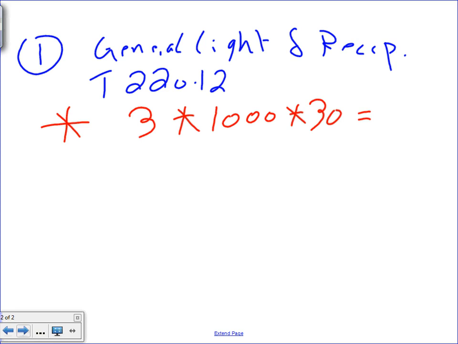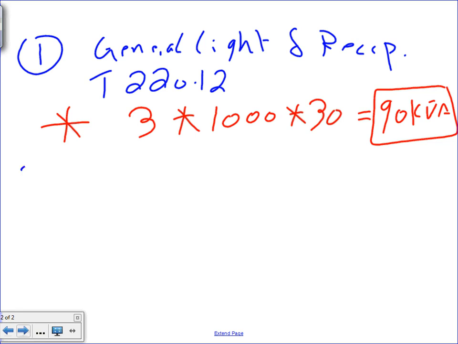Okay, 3 times 3 is 9, in K. Can we get it in K? 90 kVA. Am I right here? Yes. 90 kVA. Okay, cool. That's step number one. 90 kVA.